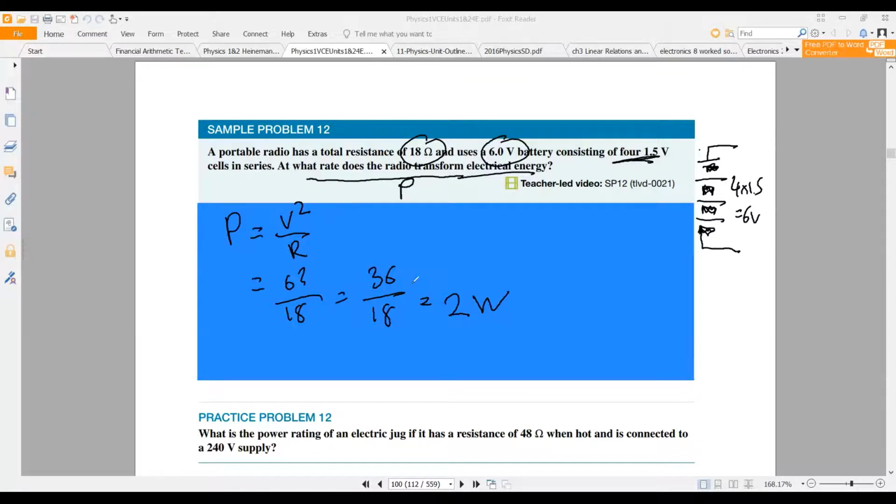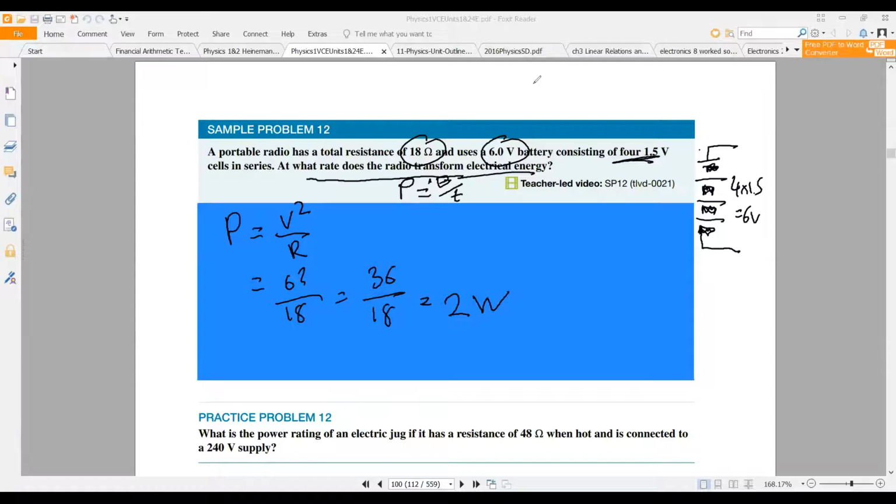The hardest part, in my personal opinion, is to identify this formula, to identify this question, is to read this and see when it says, at what rate does power transform electrical energy? When you see at what rate, that is a very complicated way of saying what is the power, because power is the rate of energy transfer. So power is energy per second. That's why it's called the rate of energy transfer over time. So that's how you do this question.